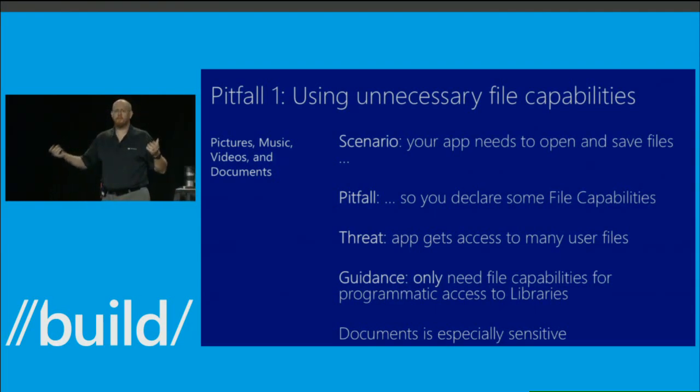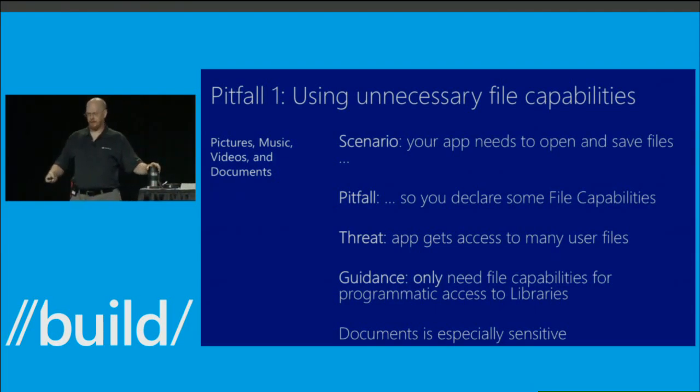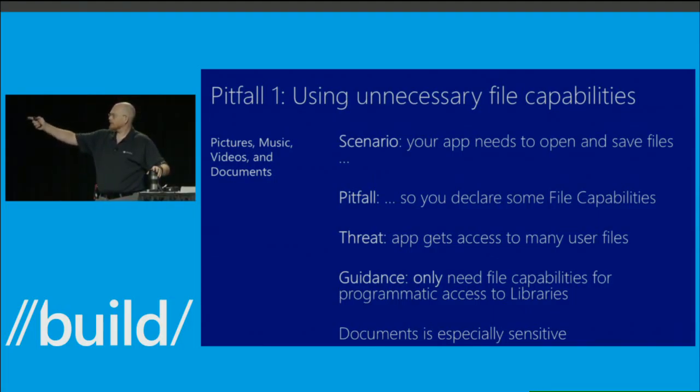So first of all, your app handles files, and you might think, oh, I guess I better go declare some of those file capabilities, right? Not really. You only need the file capabilities if you're going to be doing programmatic access to files. The pitfall is just declaring them anyway. You don't really need them. What you should use is the built-in file picker that comes with the platform. You only need the capabilities for programmatic access.